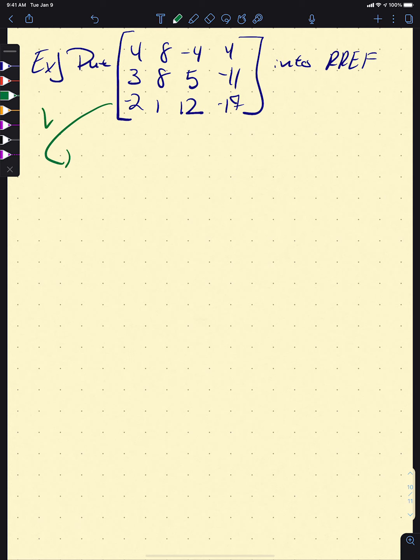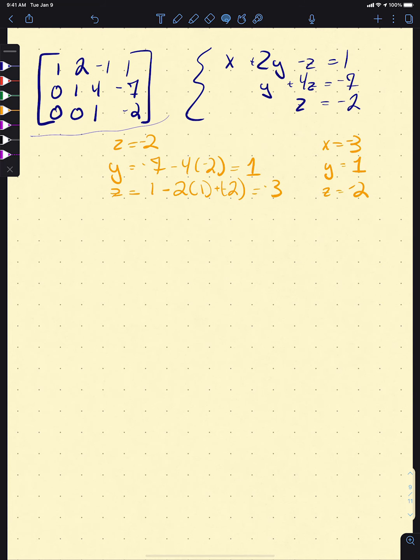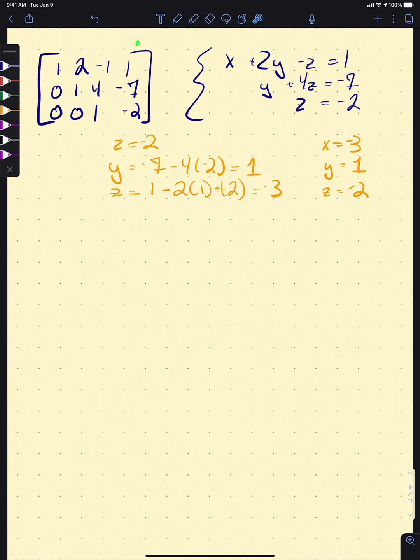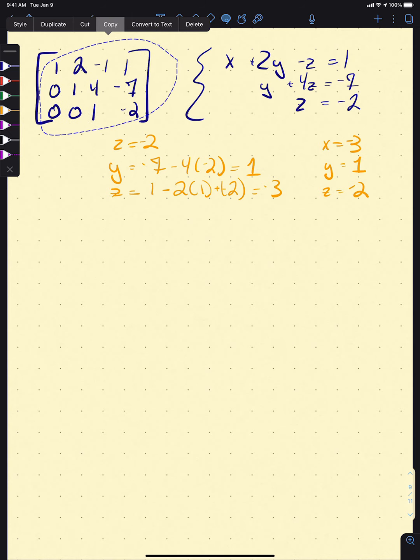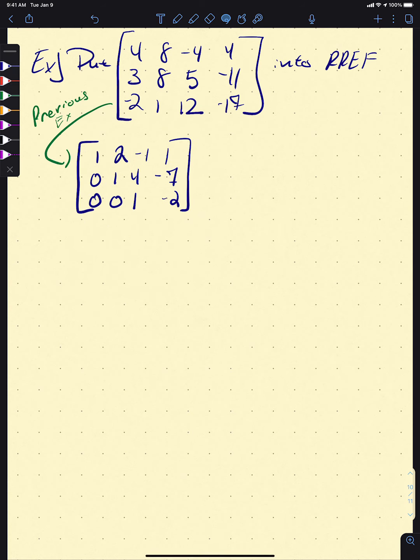Well, by the previous example, I guess I'm not numbering them, so we'll just say previous example. We know the following thing, right? We know that that matrix, which is this guy, is equivalent to this one. So what I can do is copy him and bring him over here, okay? And let's put this in RREF and see what we get, okay?